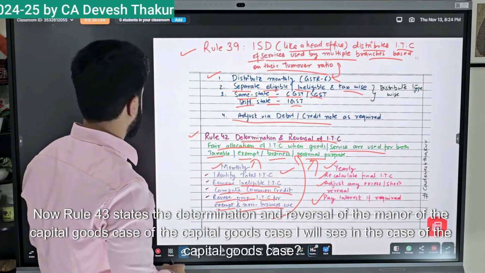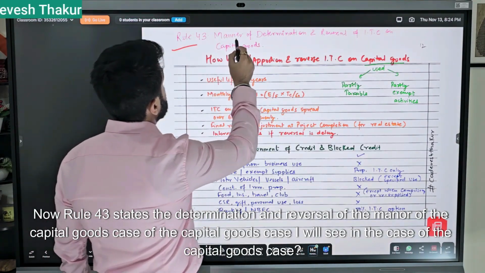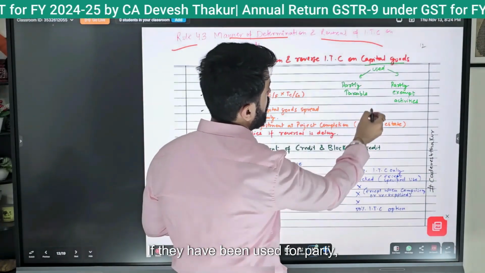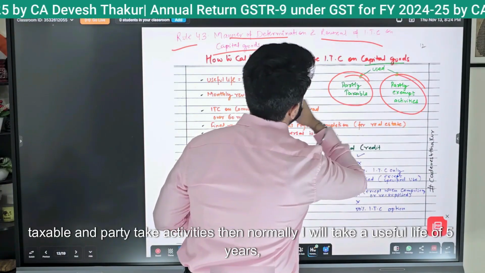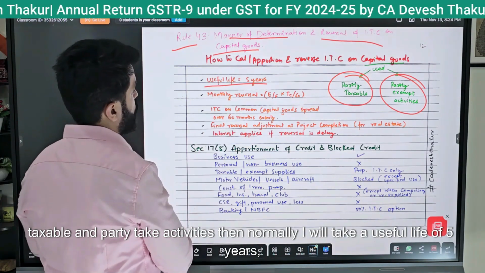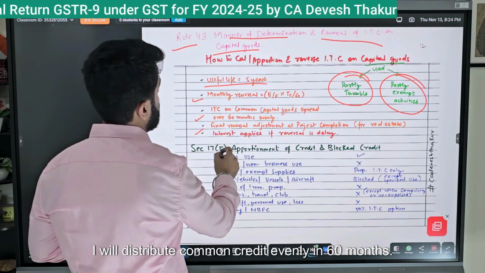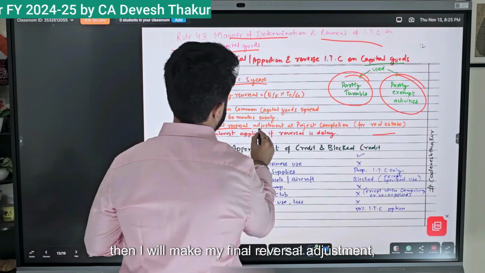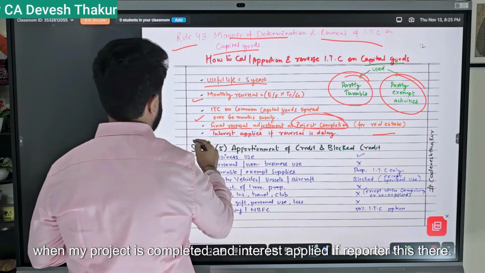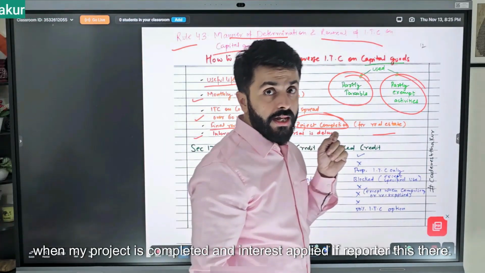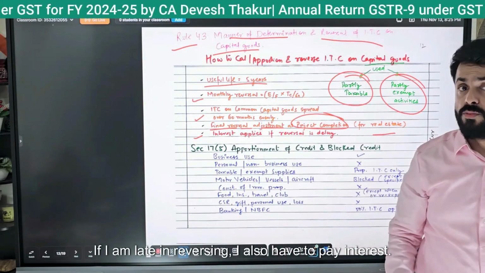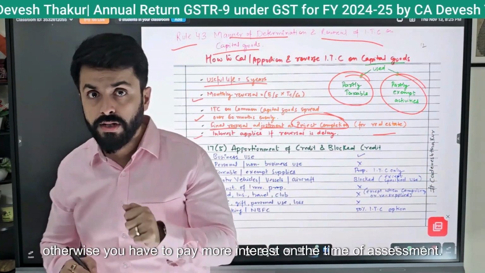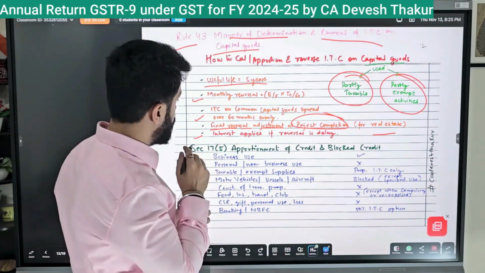Now Rule 43 states the determination and reversal manner for the capital goods case. In the case of capital goods, if they have been used for partly taxable and partly exempt activities, then normally I will take a useful life of 5 years. I will apply the formula and distribute common credit evenly over 60 months. If it is a case of real estate, then I will make my final reversal adjustment when my project is completed, and interest applies if reported. If I am late in reversing, I also have to pay interest. Do not skip reversing that component. Do the calculation of interest, otherwise you have to pay more interest at the time of assessment.